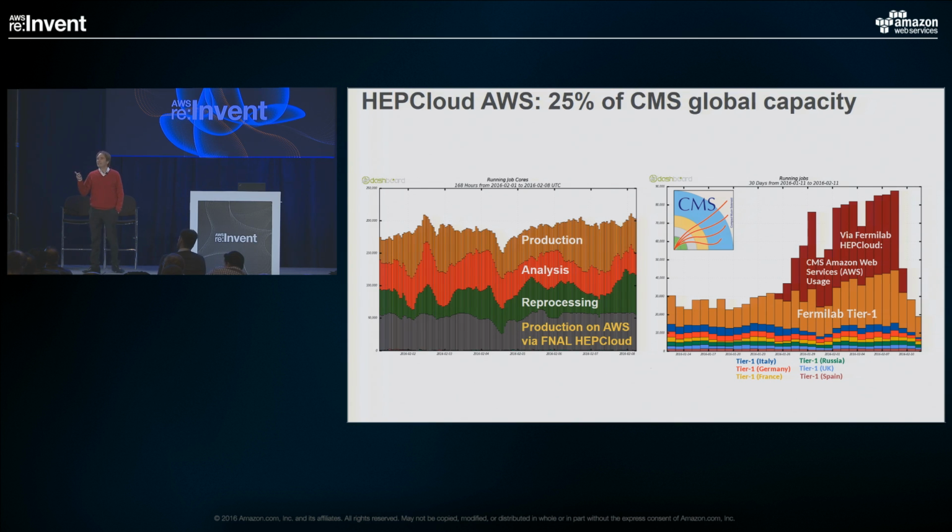Now, the impact that this had on our community was huge. So we could see an increase of 25% of the global capacity of CMS computing, as you can see on the left, by running on Amazon. And if you look at the number of jobs that were actually done, it's a huge peak on top of all the resources that we actually have, which is of the order of 200,000 cores.